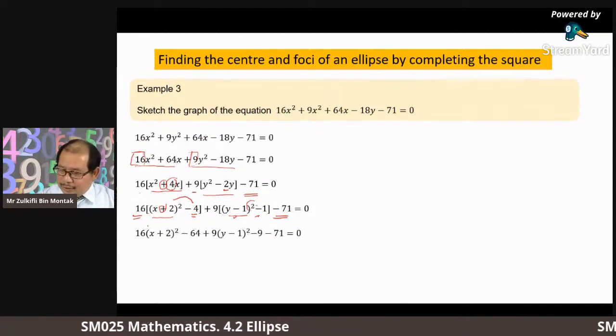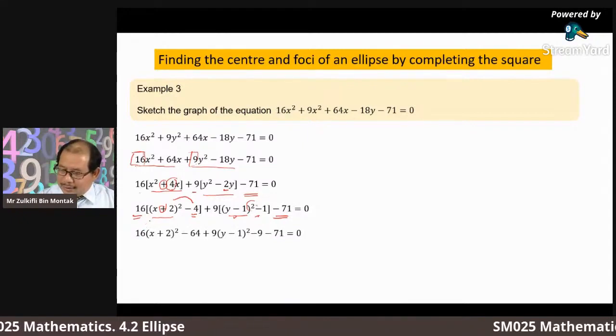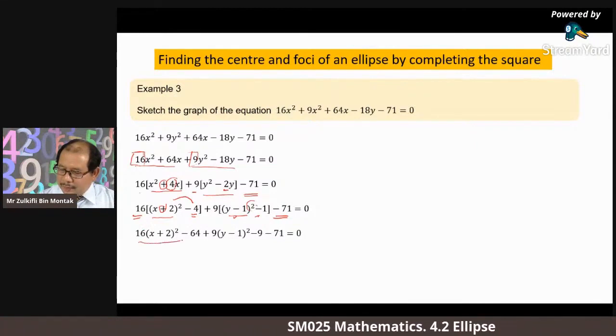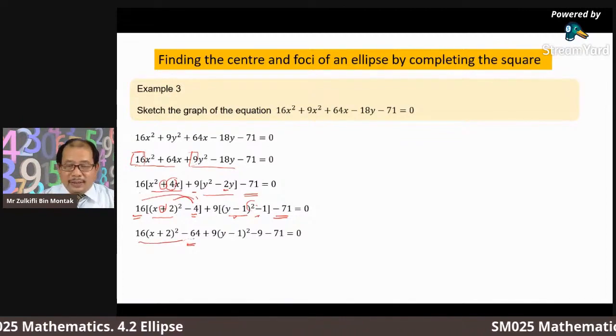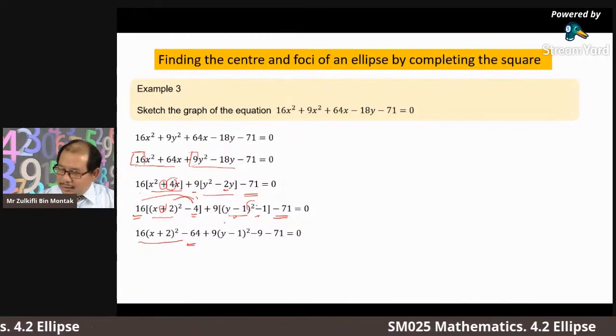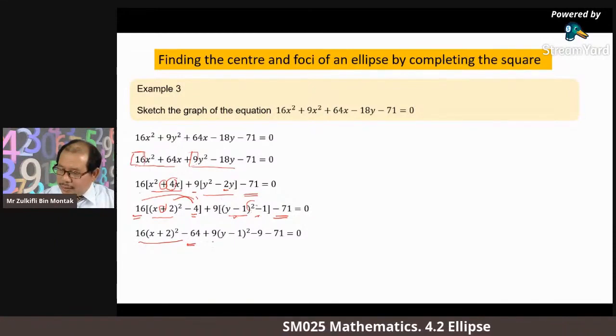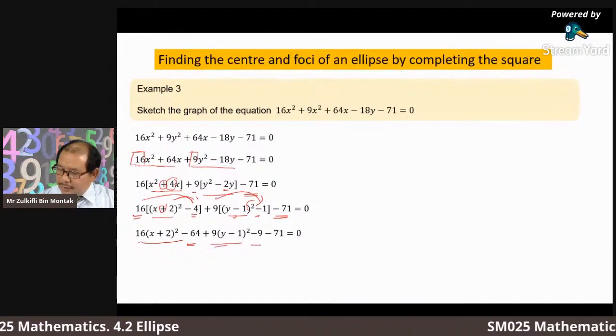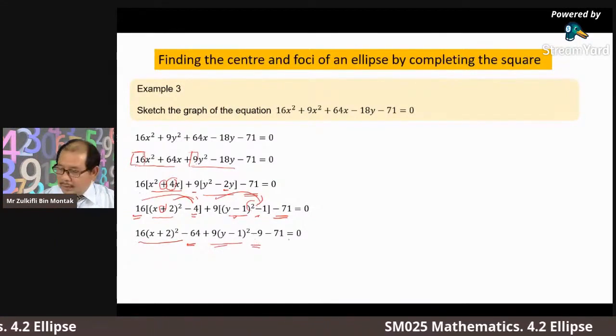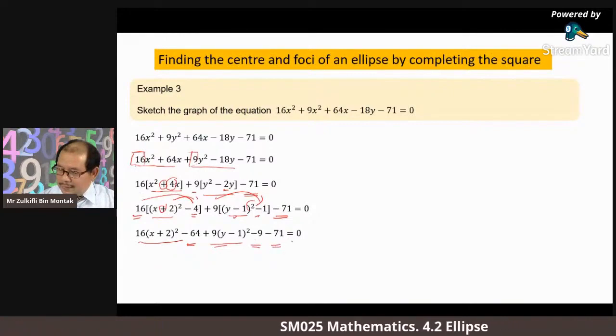Okay, after that, you multiply by 16 inside the bracket. So 16 times (x plus 2) squared. And then 16 times negative 4, we have negative 64. 9 times (y minus 1) squared. And then 9 times negative 1, so we have negative 9. Minus 71.